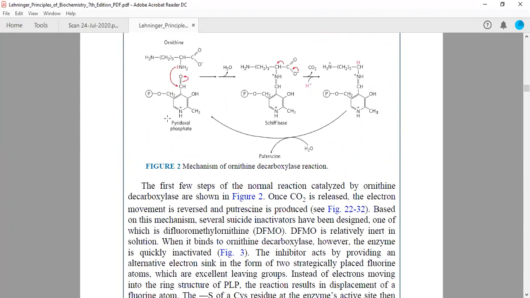With the help of pyridoxal phosphate, which is derived from vitamin B6, ornithine is converted into this Schiff base form after dehydration and decarboxylation. Then, when a water molecule is added, it is released in the form of putrescine. This decarboxylation step is carried out with the help of the enzyme ornithine decarboxylase.